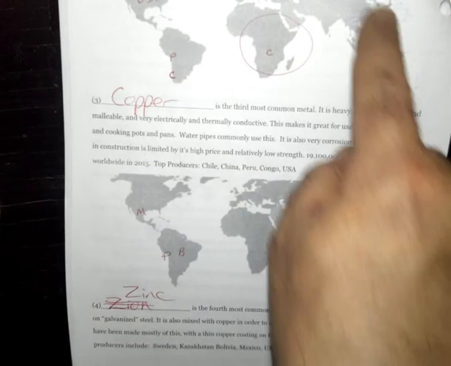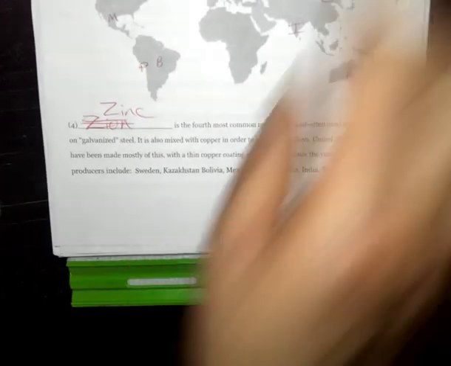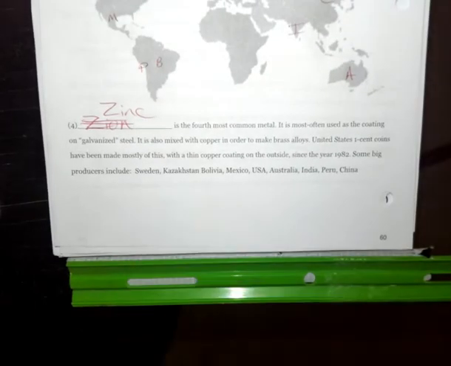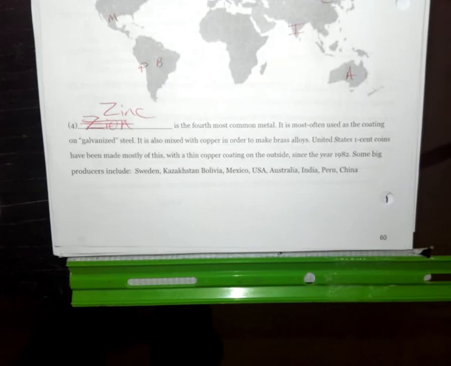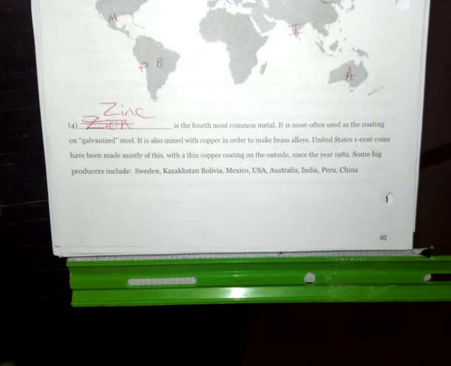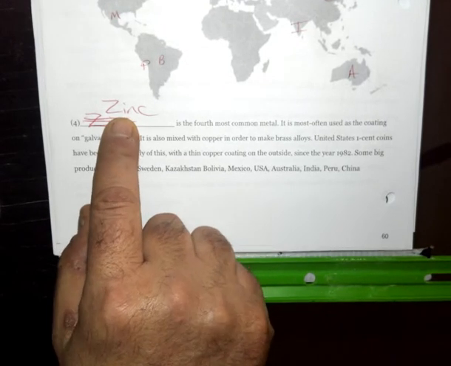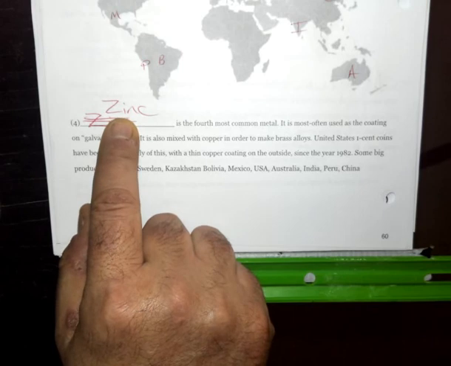China, over there again. Okay, next, zinc. Zinc is the fourth most common metal. You may have seen some metal pieces at Menards or Home Depot that are gray, but they're kind of powdery gray. It's powdery because it's covered in zinc. It helps to reduce rust.